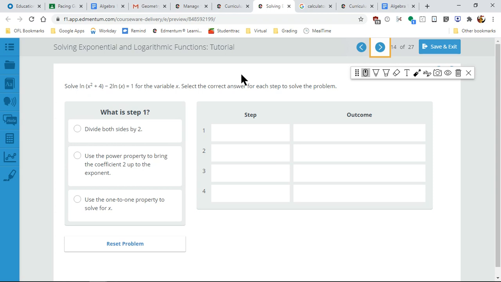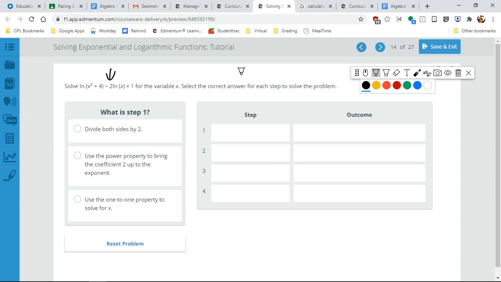So first things first, I want to somehow figure this out. What is going on here? Well, the first thing that I notice is I need to figure out how to make this into one ln. So I'm looking at this. I'm like, well, there's an ln here, an ln here, and this doesn't even have an ln. So first things first, I need to get rid of this -2.